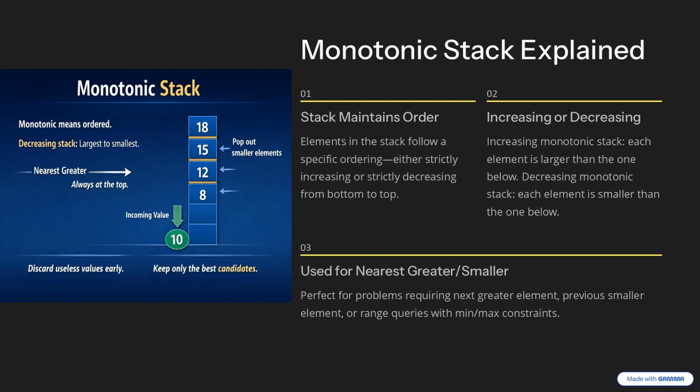This is called a monotonic stack. Monotonic means ordered. In next greater element, we maintain a decreasing stack. The stack top is always the nearest greater candidate.